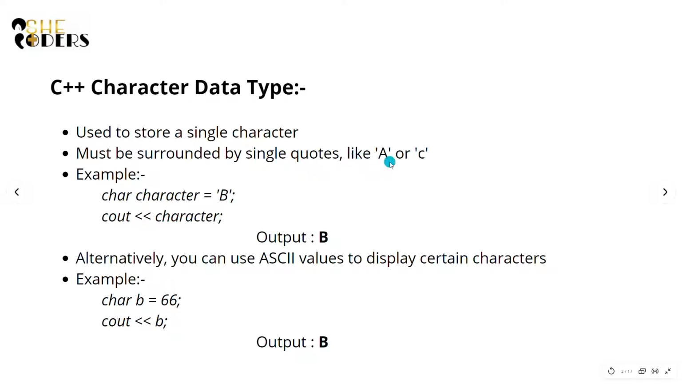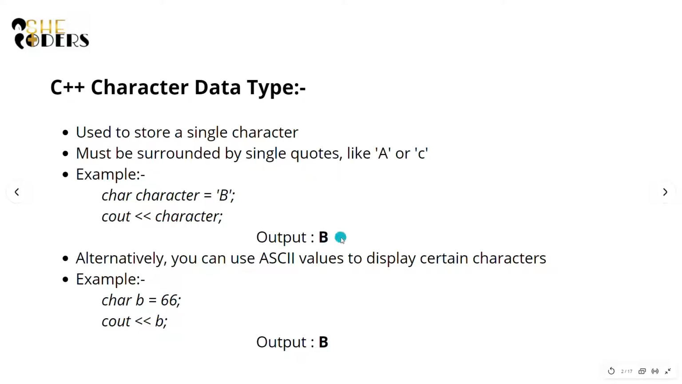So for example, you can see A is surrounded within single quotes and C is also surrounded with single quotes. Like that we can store any single character using a pair of single quotes in a character variable. Here you can see the uppercase B is surrounded by single quotes and is stored in the character variable. Here character is the name of the variable and char is the data type. It is the keyword used to declare any character data type variable. Whenever you write cout character, you will get the output uppercase B.